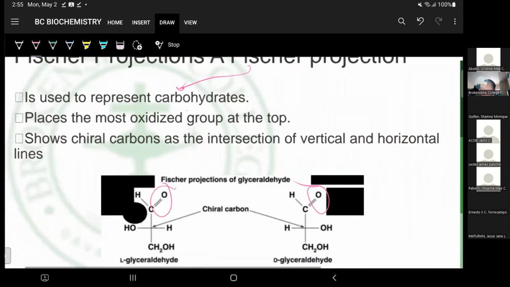So the chiral carbon is this carbon, which is connected to an OH and an H. In this case, this is the chemical formula of levo and dextroglyceraldehyde. Do you follow, students, how the Fischer formula has been written? For example, glucose on this one, so 6. Glucose that is levorotatory, and it is an aldohexose.